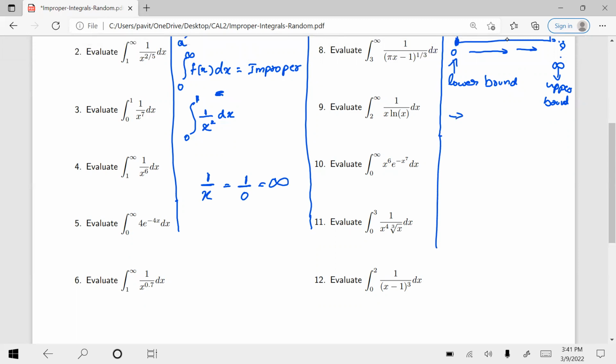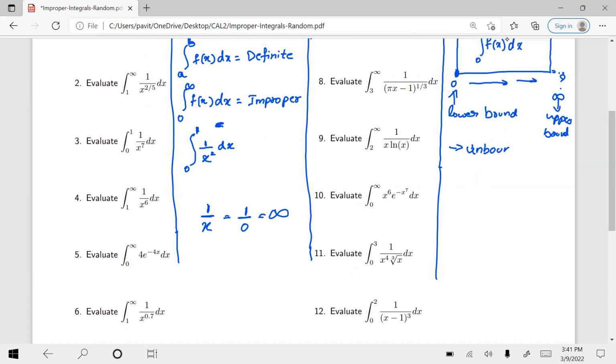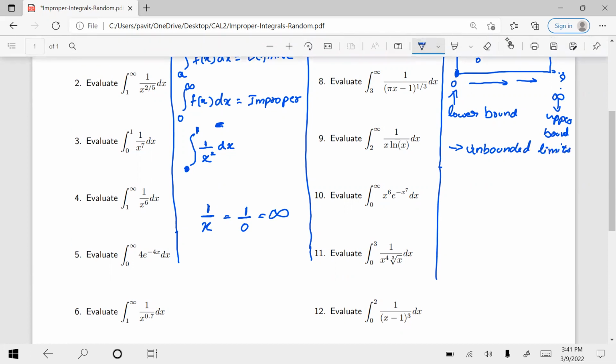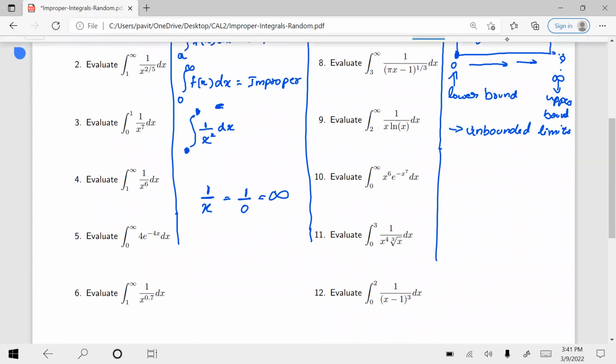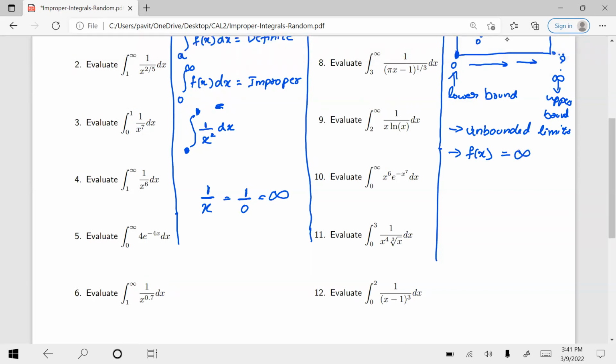So we have 2 points here. Whenever we have unbounded limits, and when I say limits, the points here, these are called limits, right? Upper and lower bound. And whenever the integral or the f of x gives you the answer infinity, then we call this improper integrals.